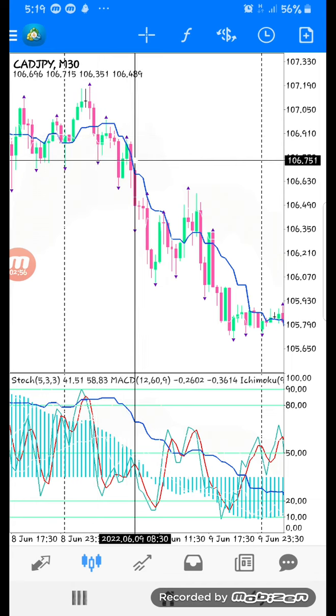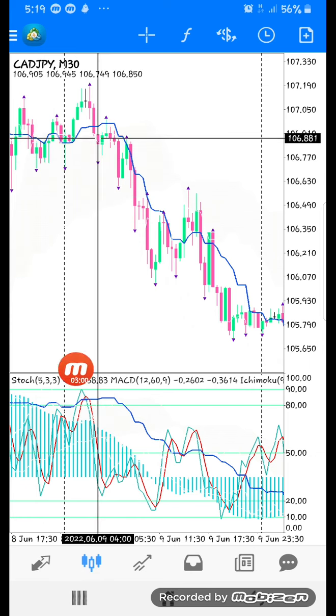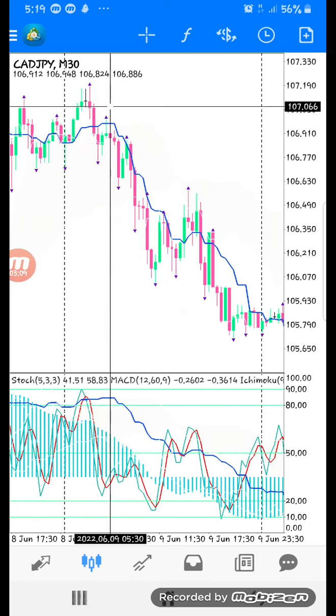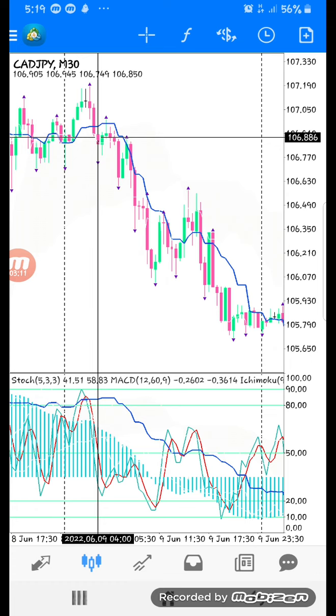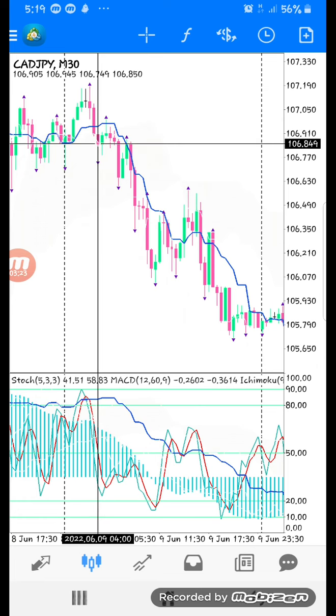Maybe because this stochastic is almost at an oversold level, that's why the Ichimoku did not curve. But here, remember, you're supposed to enter on this candle because it's a breakout. Because the stochastic here is already at overbought level, and there's a breakout here. This is an entry signal. This candle is a bearish entry signal, a sell setup.